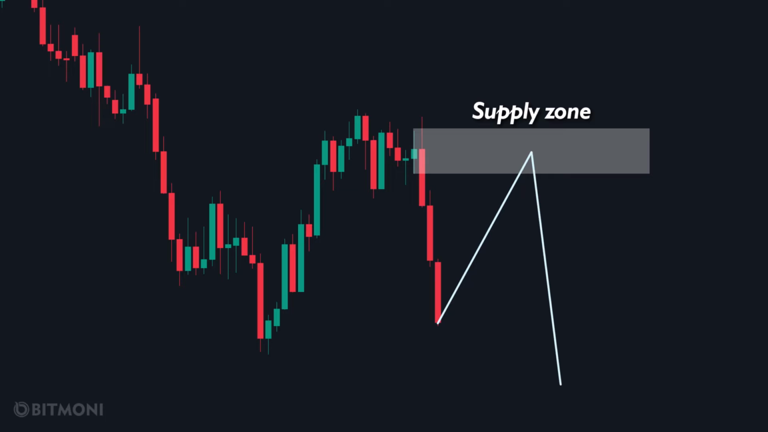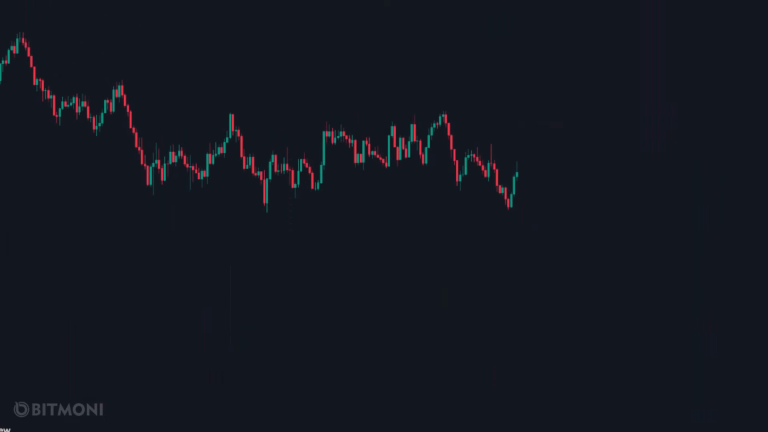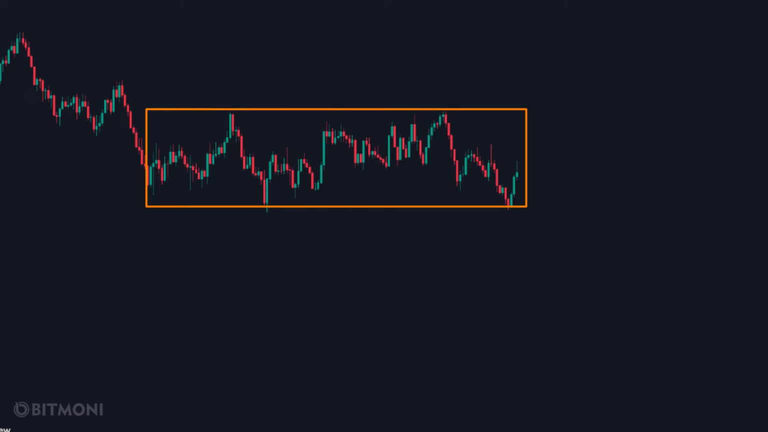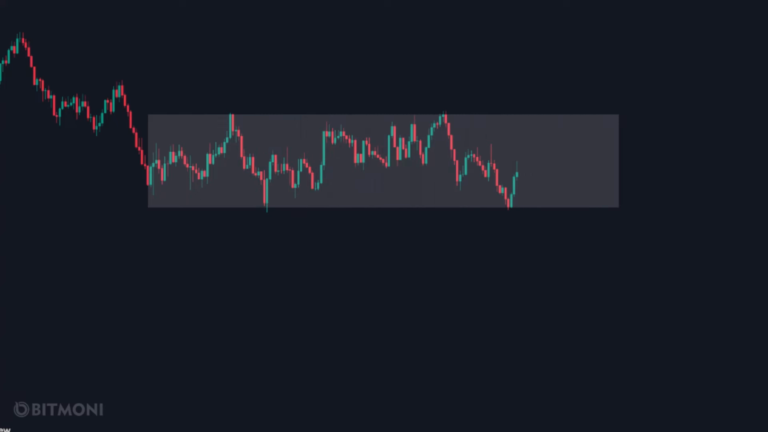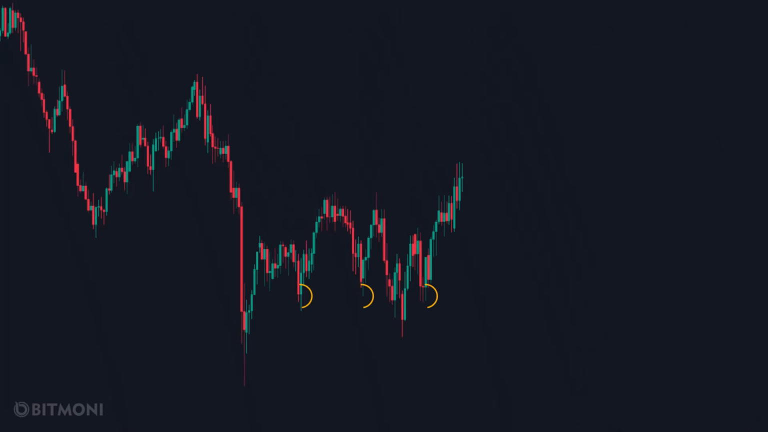Another method of identifying supply and demand involves marking out consolidation zones. As you can see here, the price is moving sideways without any clear direction. In such cases, you can draw a box around the entire consolidation range. Notice that when price broke out of the consolidation range, it moved up to retest the consolidation box before sharply reversing downwards. The third method is to spot areas with long wicks. Wicks indicate price rejection, meaning the market attempted to move in one direction, but was pushed back. In this example, multiple long wicks appear in the same area, signaling strong rejection.